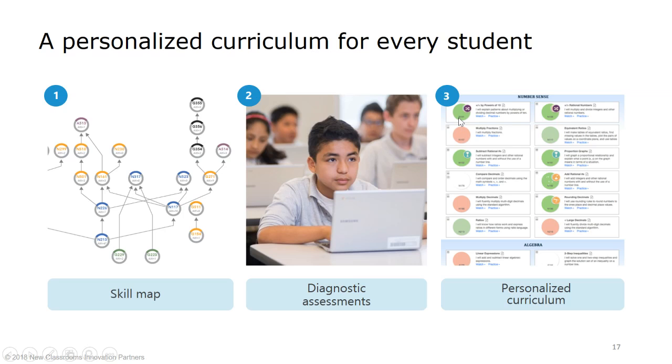Green represents level of mastery. Red would represent lacking mastery. White would mean they have not been introduced to that skill yet. And these different symbols have varying meanings based on their modalities or their level of learning. But each child individually has a personalized curriculum.